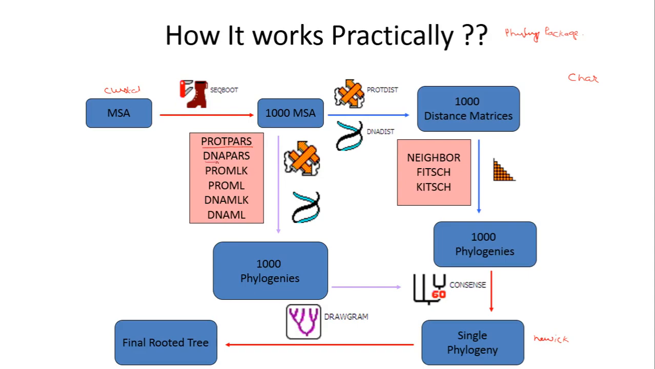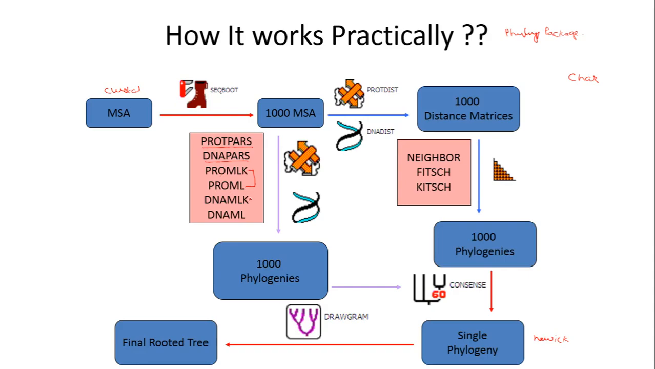If your multiple sequence alignment contains DNA sequence and you want to use a character-based method like maximum parsimony, then DNAPARS would be the computer program that you would use from the Phylip package. And if you are trying to generate a tree using a character-based program like maximum likelihood, and you end up working with protein sequences, then you can use these two computer programs, ProMLK and ProML, for generating phylogeny.